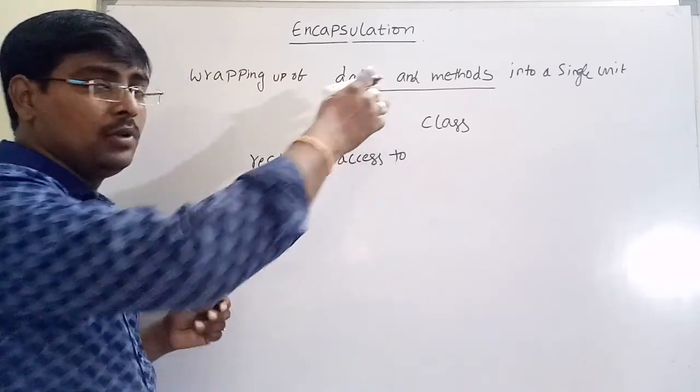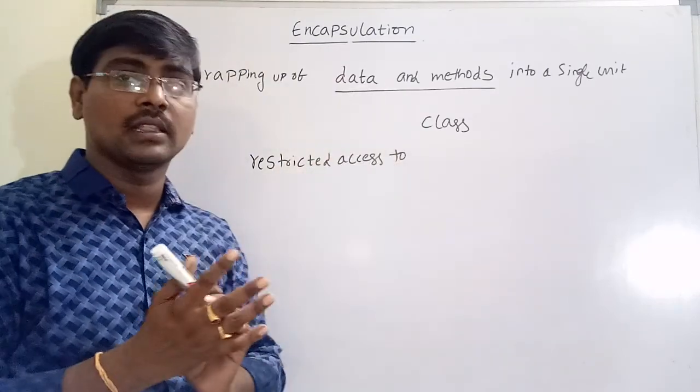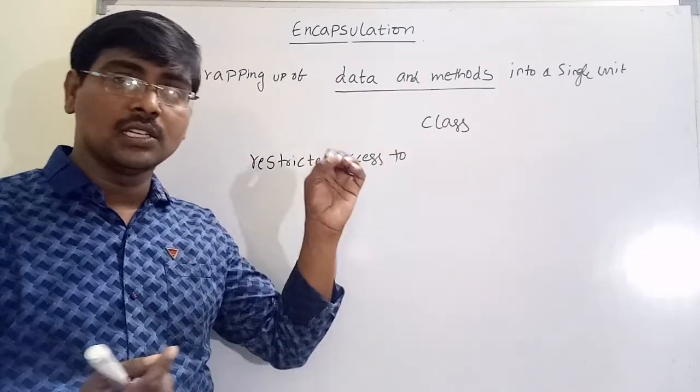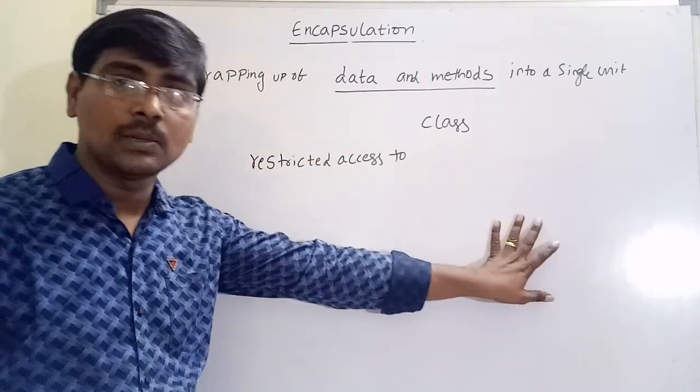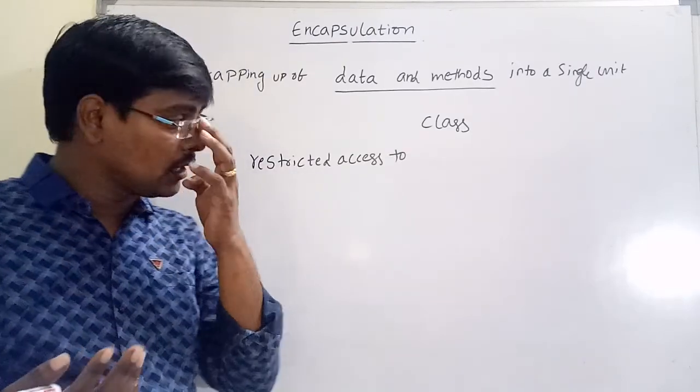The main purpose of encapsulation, remember this is the main purpose, is restricted access to the variables and the methods present in the code. That means we have provided some authorization. We are providing authorization to some of the variables, and those authorized variables cannot be used by unauthorized persons.